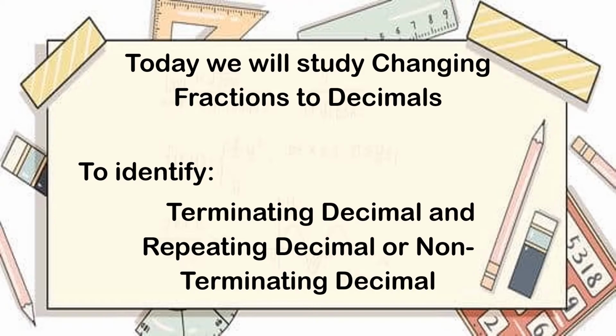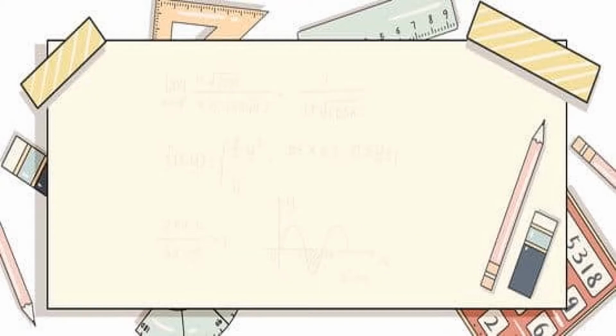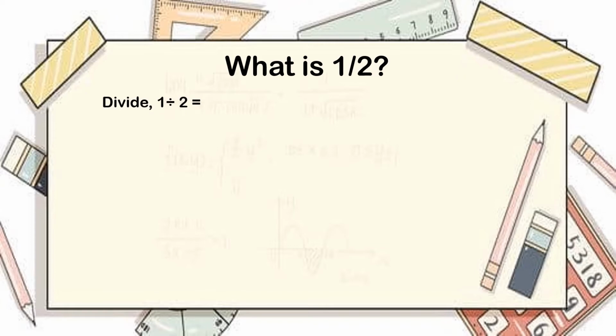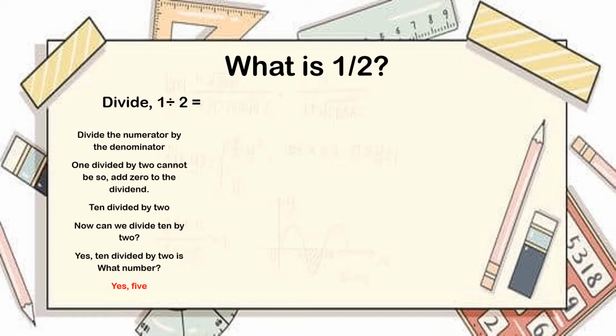Today, we will study changing fractions to decimals to identify terminating decimal and repeating decimal or non-terminating decimal. What is 1/2? Divide 1 divided by 2 equals n, or divide the numerator by the denominator. 1 divided by 2 cannot be, so you have to add 0 to the dividend. Can we divide 10 by 2? Yes. What is the answer, children?